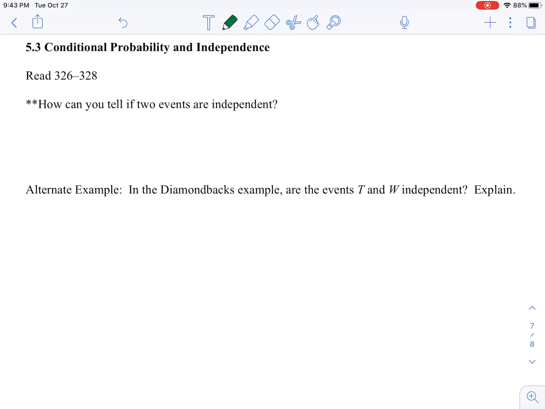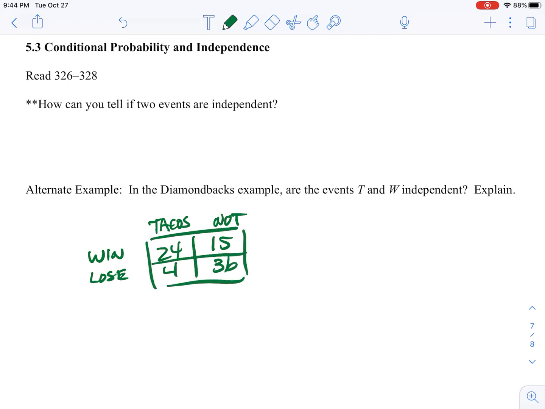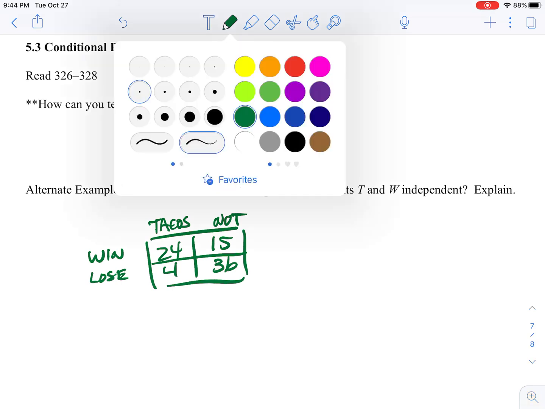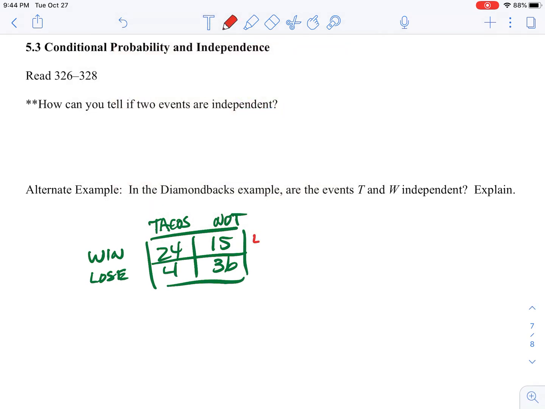We're going to end with this problem, again, about the Diamondbacks. So remember, they either win a game or they lose a game, and they either get free tacos or not. I'm just copying down the numbers that we already had from the previous problem. But we're going to ask a different question this time. The question is whether or not these two variables are independent. The variables are win-loss status and taco status. Are these two variables independent of each other?